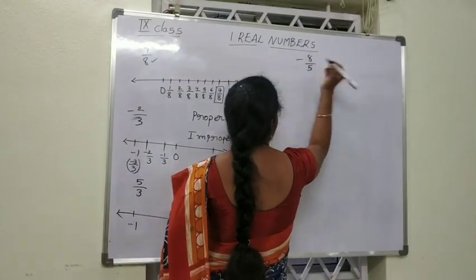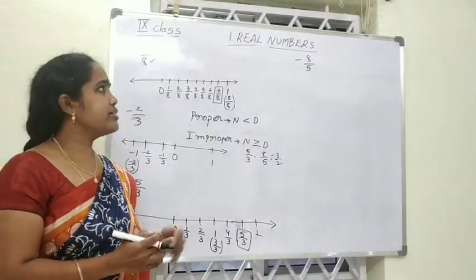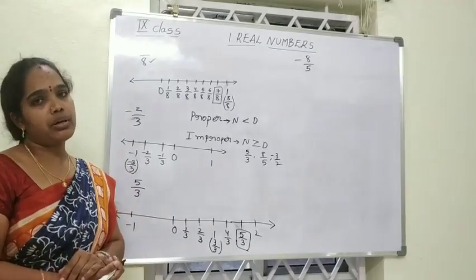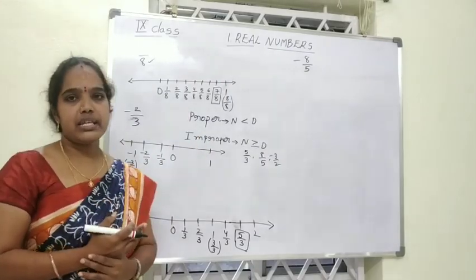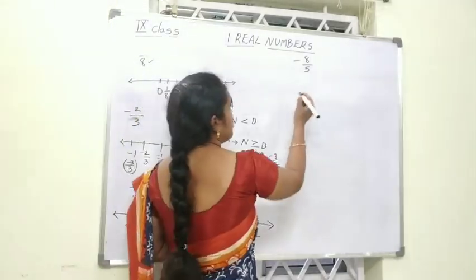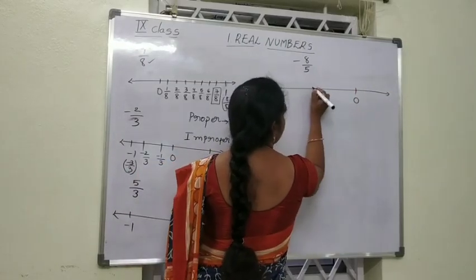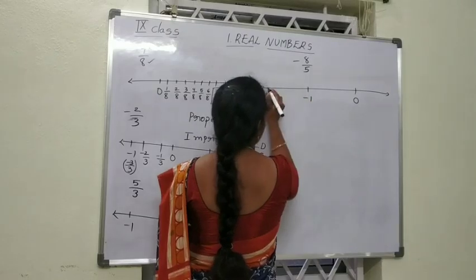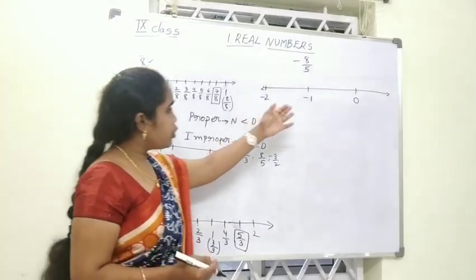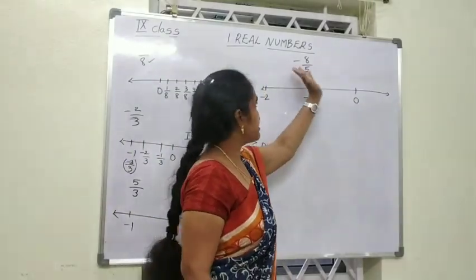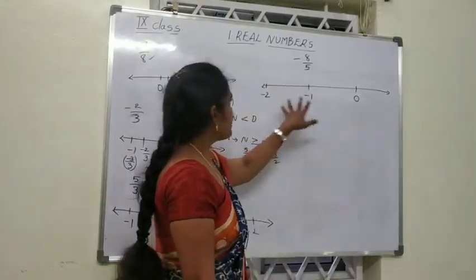So one more we see. Minus 8 by 5. How to represent minus 8 by 5 on the number line? So first of all, is it a positive rational number or negative rational number? Negative rational number. So that's why on the left side of 0 we will get minus 8 by 5. Okay. So now 0, minus 1, minus 2. Now no need to take the positive side. Why? Because this is negative. So that's why 0, minus 1, minus 2.